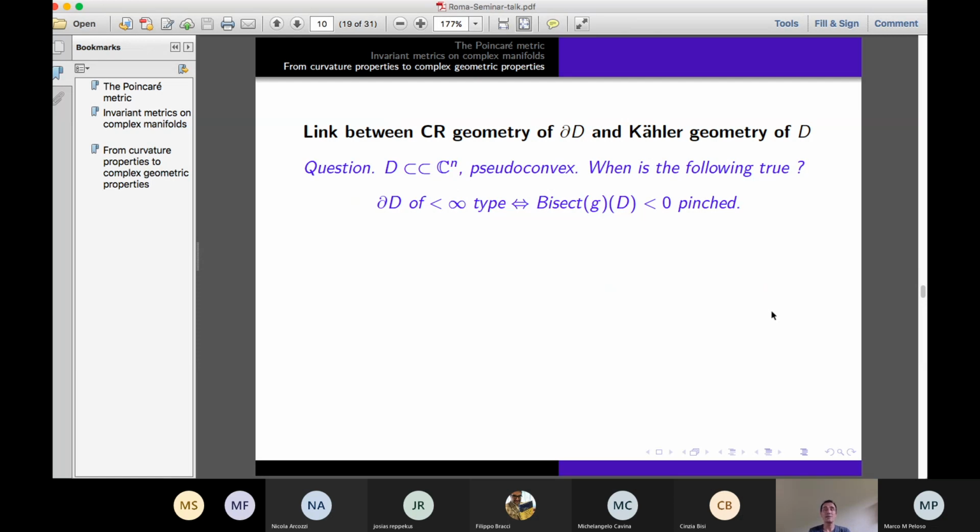When is the following condition true? The domain, you assume the boundary is smooth, and the boundary is of finite type if and only if the bisectional curvature of some Kähler metric is negatively pinched. So you see, it's a quite vague question because we did not prescribe any metric, and it could be here, g could be the Kähler-Einstein metric, it could be the Bergman metric, but we can also imagine that it's some metric.